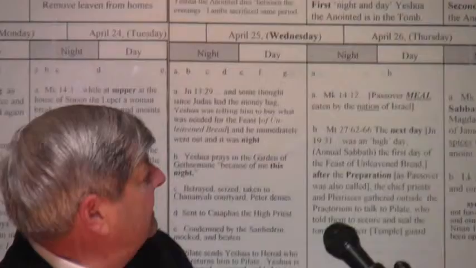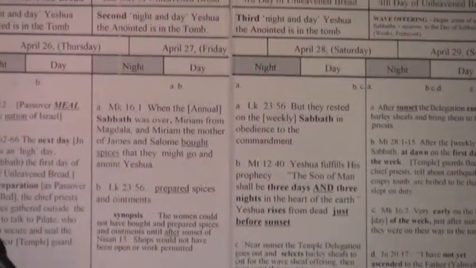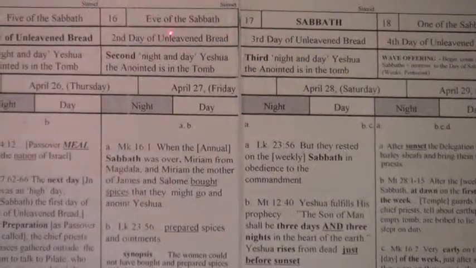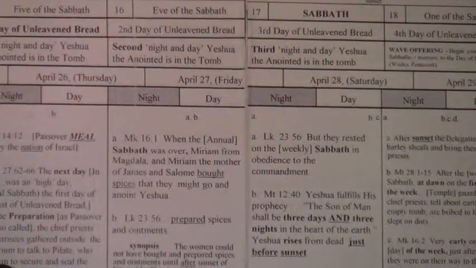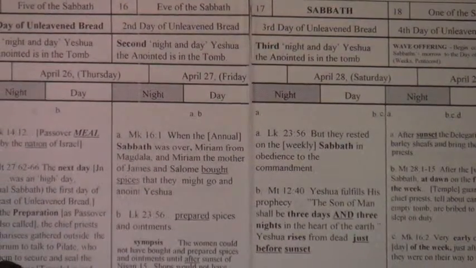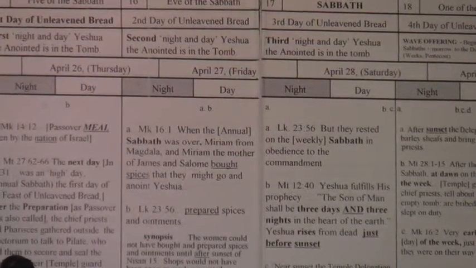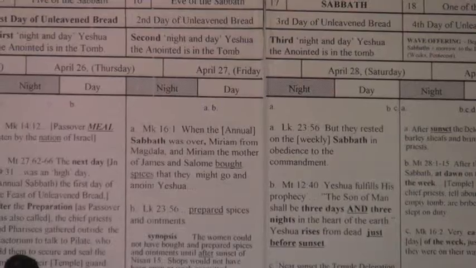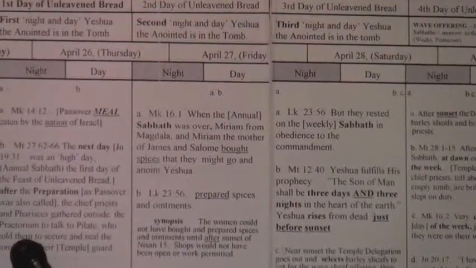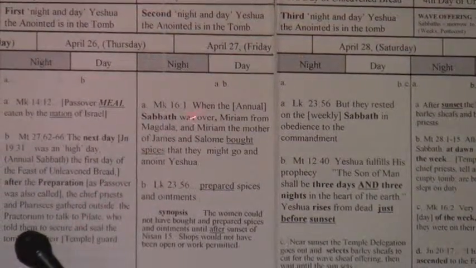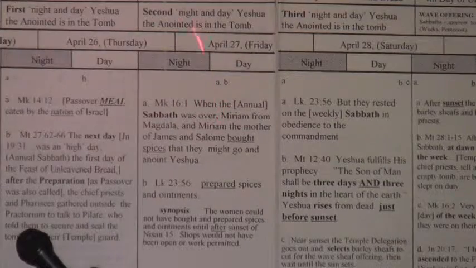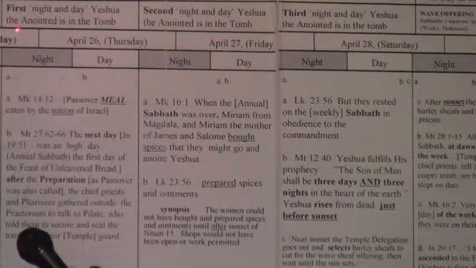This is the second night and day Yeshua, the Anointed, is in the tomb. This is the eve of the Sabbath. This is the Friday. The days were first of the Sabbath, second of the Sabbath, third, fourth, fifth, sixth, and the sixth was the eve of the Sabbath, or Friday, and the seventh was the Sabbath. When the annual Sabbath was over, that's the first day of the Feast of Unleavened Bread.